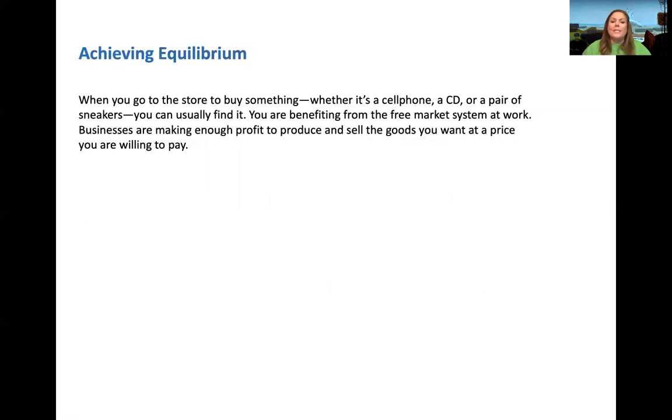So we tend to take the free market system for granted, like we just expect it. When we go in a store, and if we want a cell phone, it's usually there for purchase, a CD. If you've got some shoes, we usually find it. And that's because of the free market. Remember, free market is where our buying habits encourage producers to produce what we want.